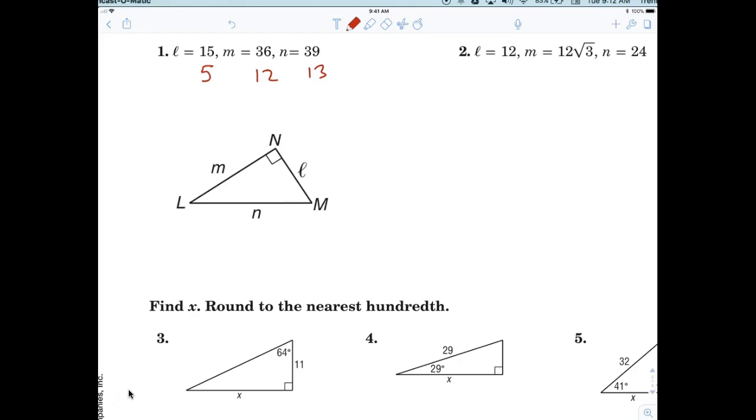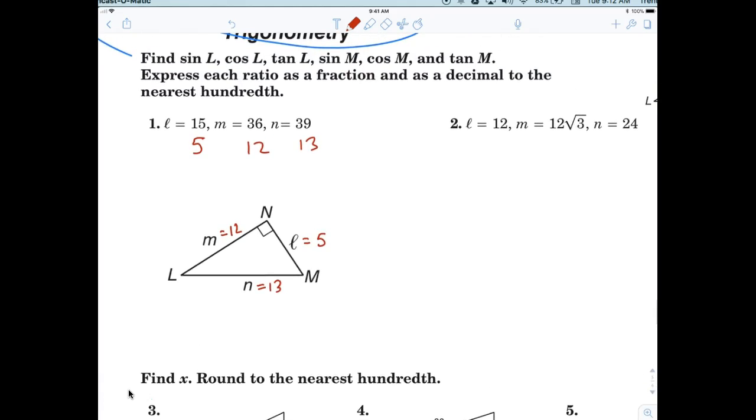L is 5. M is 12. And N is 13. Okay? Does this affect what you get in the end? No, that's why we do it. Right? Because they want you to say what the sine, cosine, and tangent of L are.